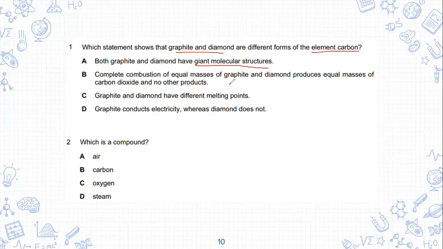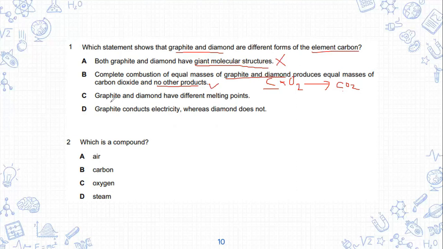Graphite and complete combustion of equal masses of graphite and diamond produces equal masses of carbon dioxide and no other products. Now let's see over here. Graphite and diamond are both formed from carbon. When anything made up of carbon goes through the process of combustion, it produces carbon dioxide. And you see that they have given you a hint that it is not producing any other product. When it's not producing any other product, that means this substance has to be from the same element, carbon, right? So the first one was wrong, but the second one is going to be correct.